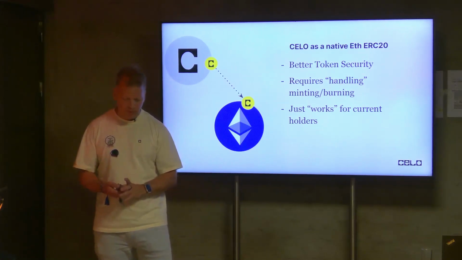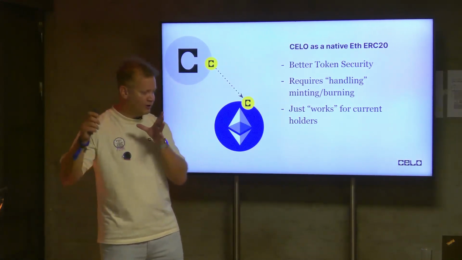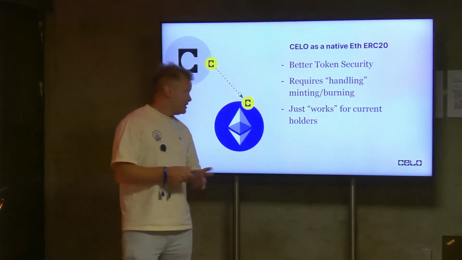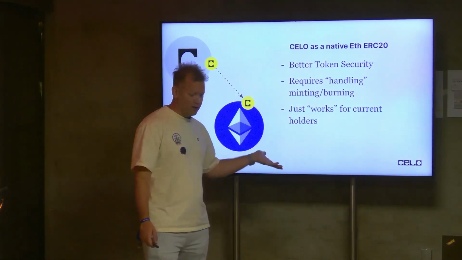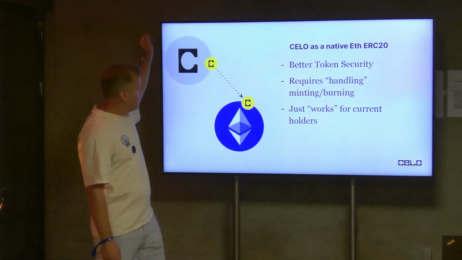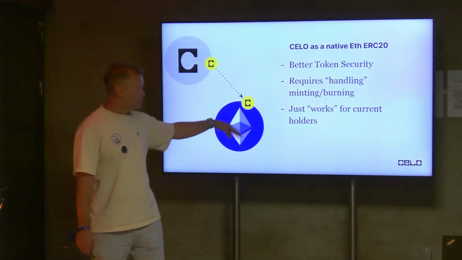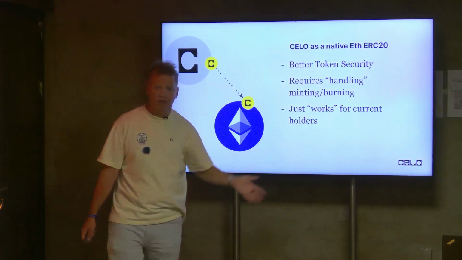But that kind of creates a problem, because you already have all this token supply on the L2. How do you handle that? It's also straightforward. What you can do is mint all the Celo on the L1 and lock that on the native bridge. Then everyone can withdraw their native Celo on the L2 back to Ethereum, and that will just work.